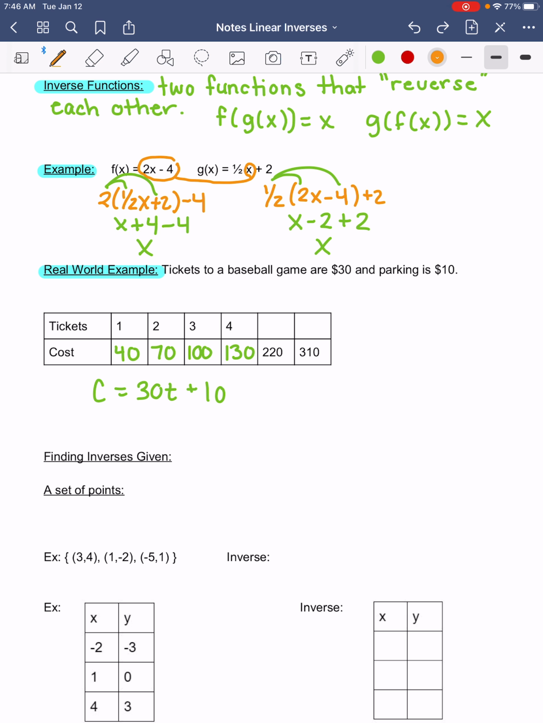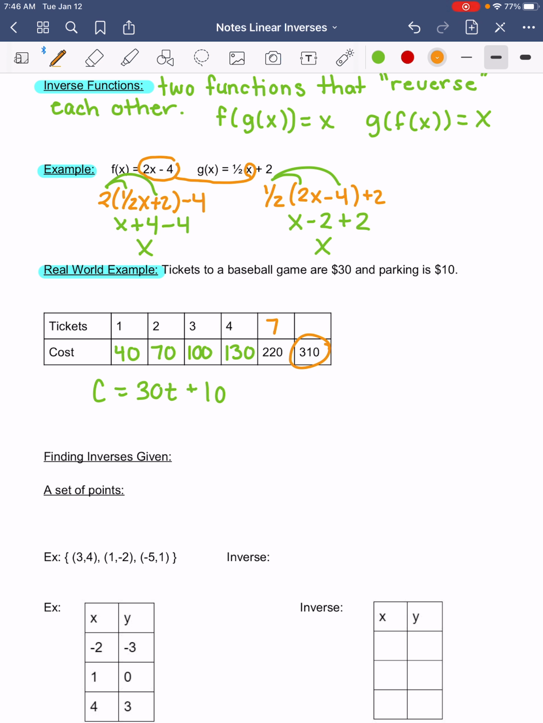So all the people drove in the same car, right? They parked the car and they paid $220. How could you reverse it and find the number of tickets? Well, you know they paid $10 to park, so you would subtract the $10 for parking, and then you know that they paid $30 for each ticket, so you would divide by 30, right? So you would subtract 10 and divide by 30. So 210 divided by 30 is 7. So 7 people went in their car.